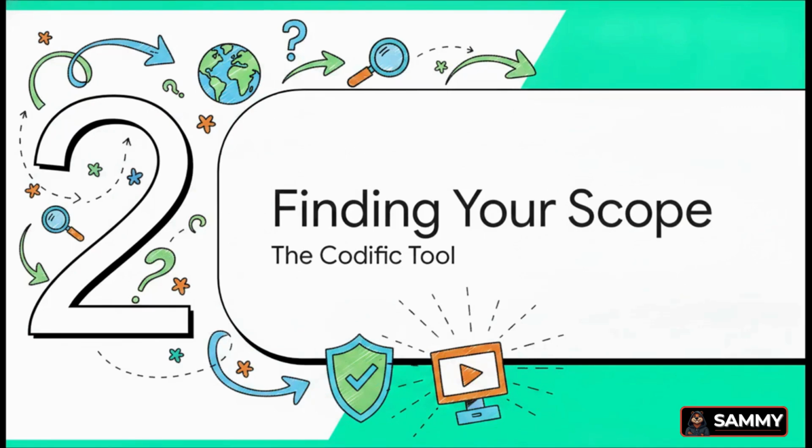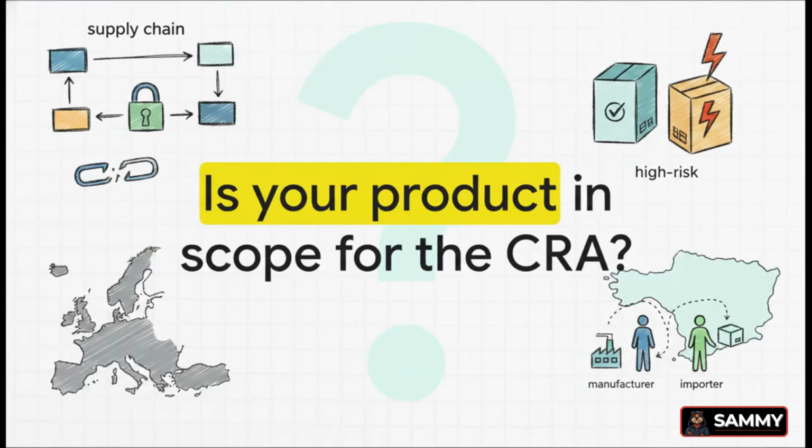Moving to Section 2, finding your CRA scope, the Codific tool. Because before you even think about diving into technical controls, you have to know exactly how these strict rules apply to you. So I really have to ask, do you actually know your exact regulatory risk tier or your specific supply chain liability under the CRA? Leaving your EU market access to guesswork is incredibly dangerous.